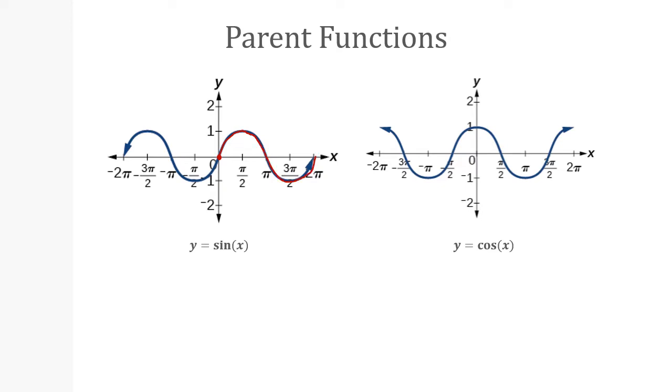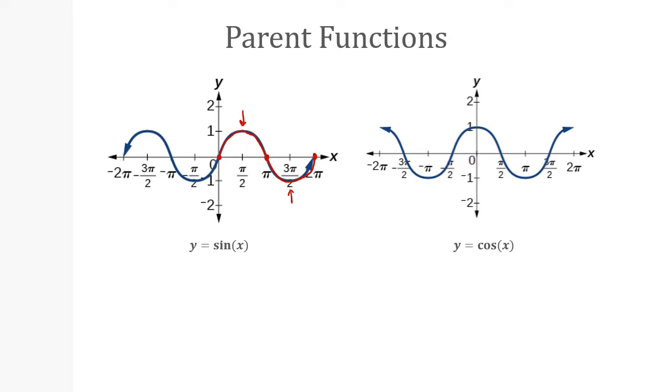Notice a couple of things. Not only do we cross the x-axis at the origin, but we also cross it halfway through at pi, and then at the end of the period at 2 pi. In between 0 and pi, we are hitting our maximum value, and we're hitting our minimum value between pi and 2 pi. Now, cosine has the same shape, but it's a little bit different.